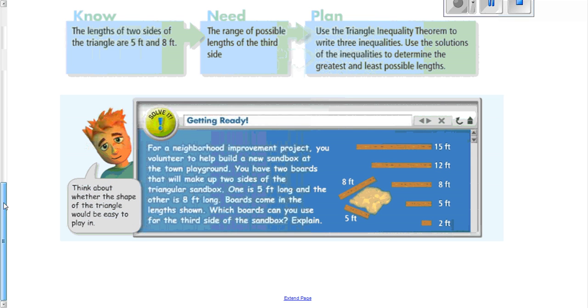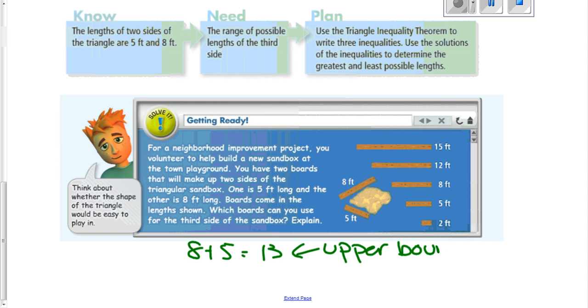So to use the 2 sides you have, we need to find what I'm calling the upper boundary. It was 8 and 5, so we're going to add them together. 8 plus 5 is 13. So 13 is the upper boundary because remember, the third side has to be smaller than the sum of the 2. So the third side cannot be 13. Okay, 13 has to be greater than the third side. We'll come back to that in a second.